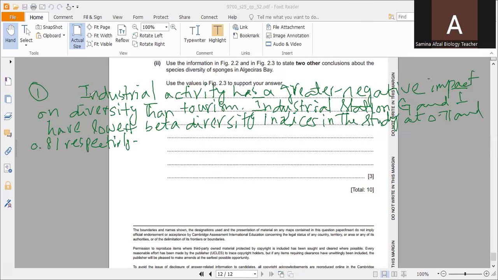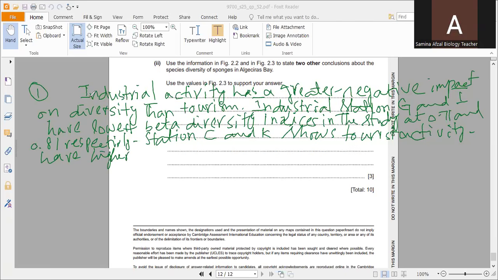Stations C and K show that tourist activities have higher diversity indices of 0.93 and 1.33 respectively.